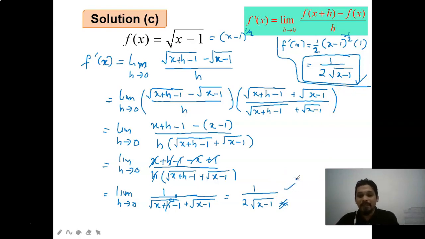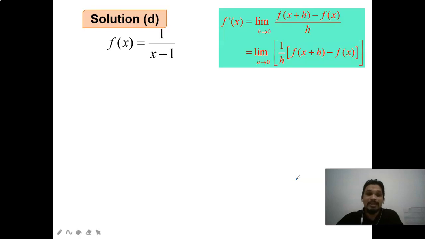Okay, next question. Solution D. And this also, we may recall, define this as (x plus 1) to the power of negative 1.